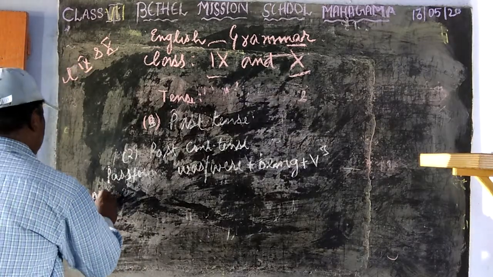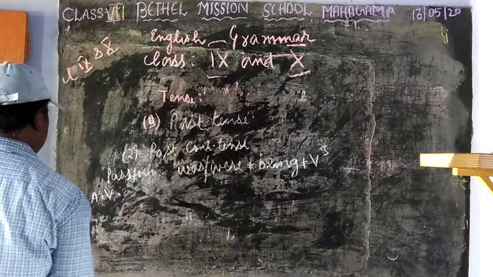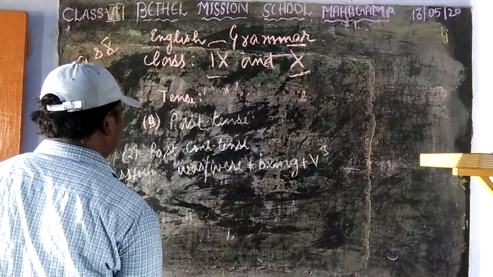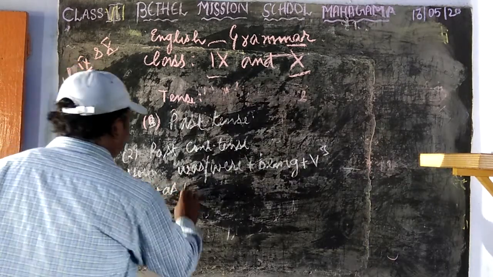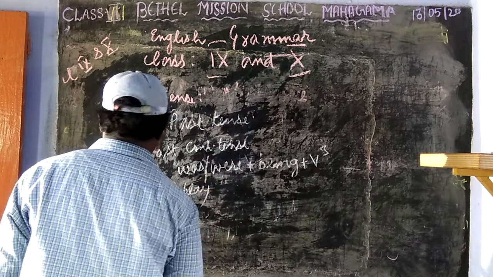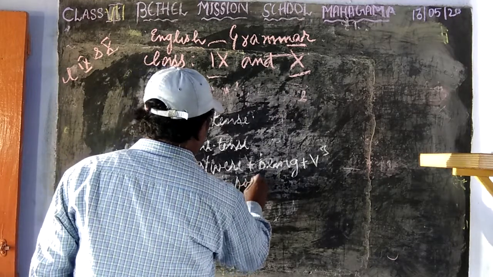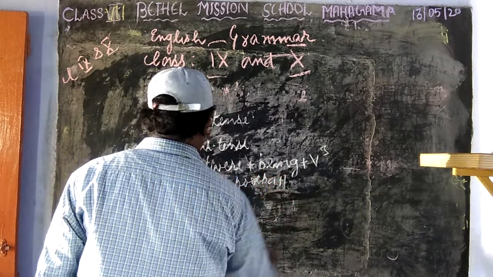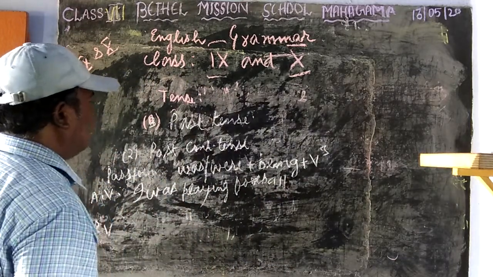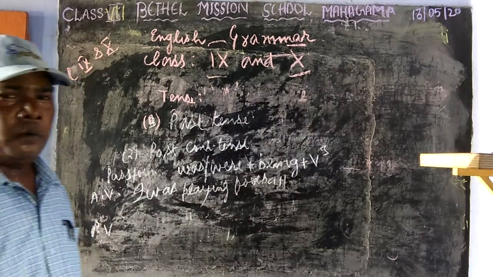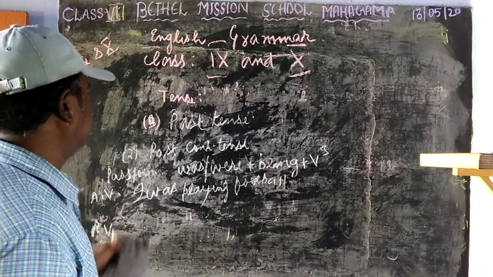Active voice example: I was playing football. Passive voice is football was being played by me. So this is the example of past continuous tense.